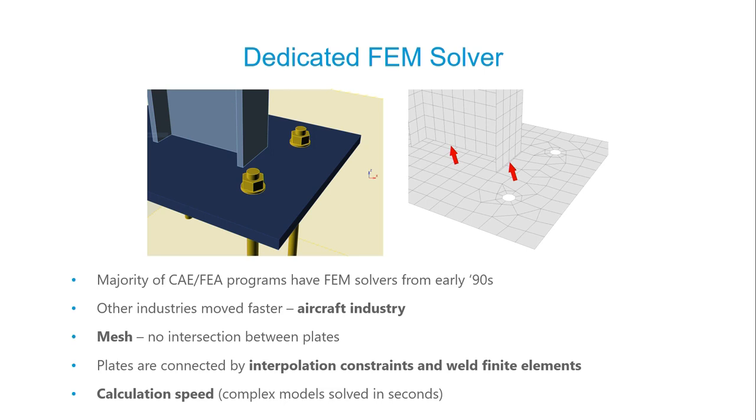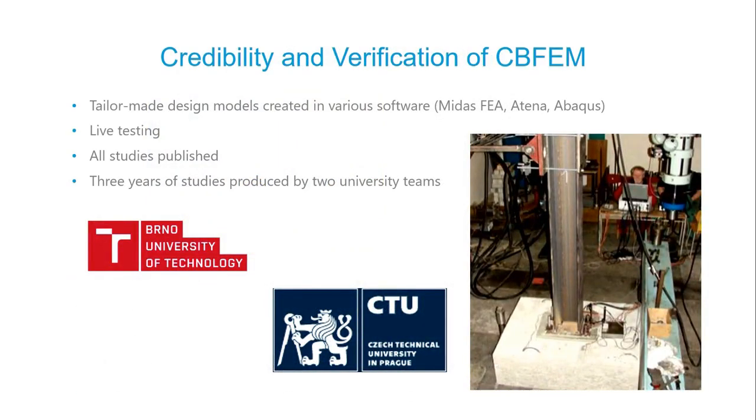Each part you can investigate, base plate, and let's say bottom flange of the column, is independent. It has its own mesh because parts are connected by welds or by bolts. And the main thing, or I think the best advantage for you, is the speed of calculation, which is really fast, I can say in seconds. CBFEM is not a black box.